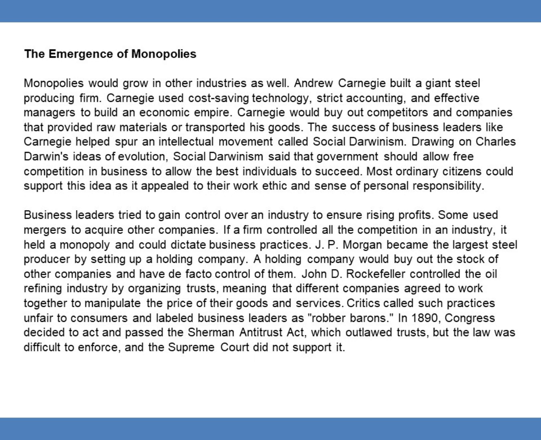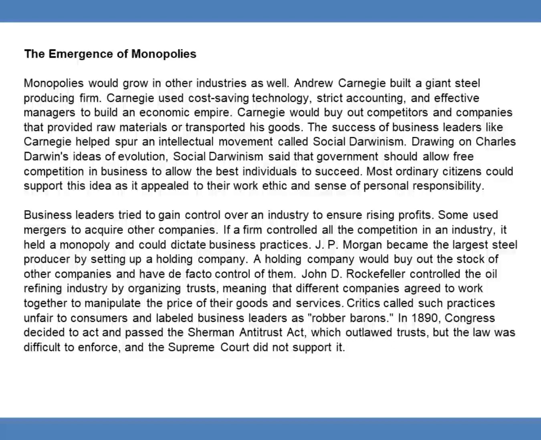The success of business leaders like Carnegie helped spur an intellectual movement called social Darwinism. Drawing on Charles Darwin's idea of evolution, social Darwinism said that government should allow free competition in business to allow the best individuals to succeed. Most ordinary citizens could support this idea as it appealed to their work ethic and sense of personal responsibility.